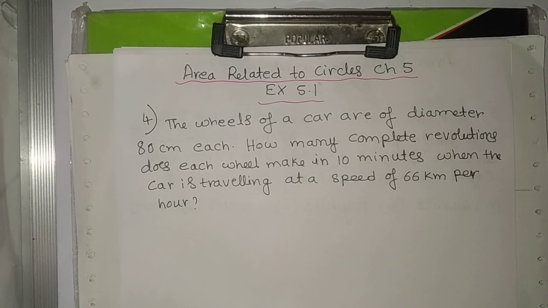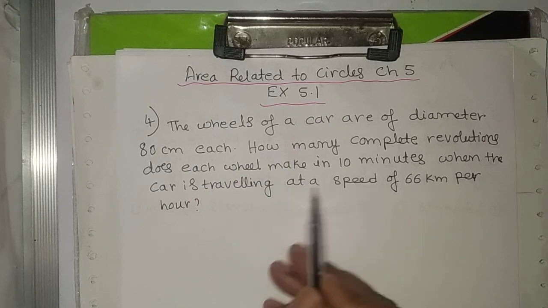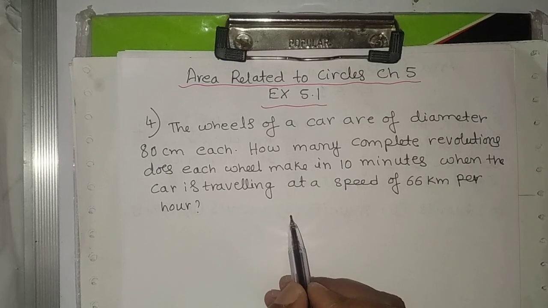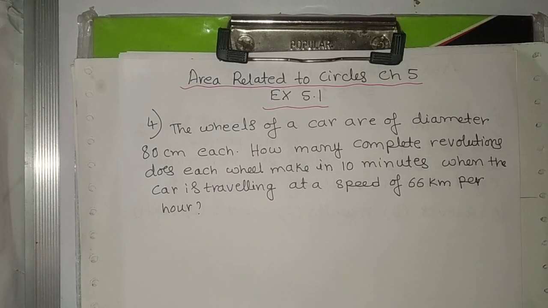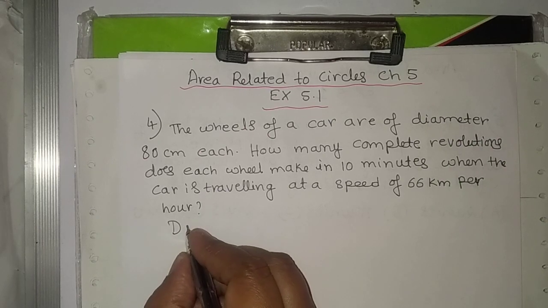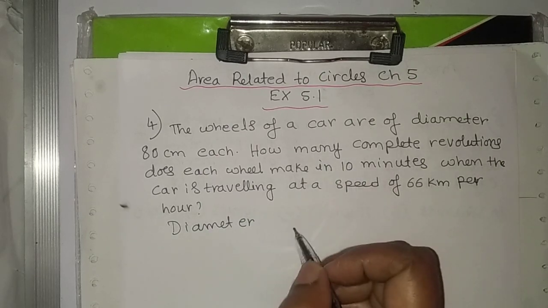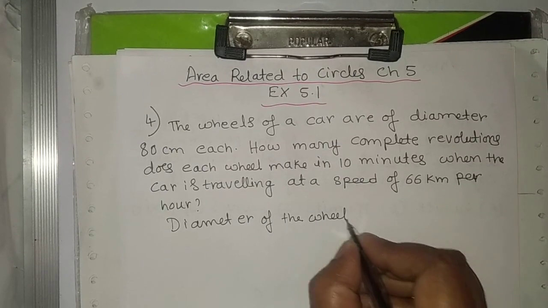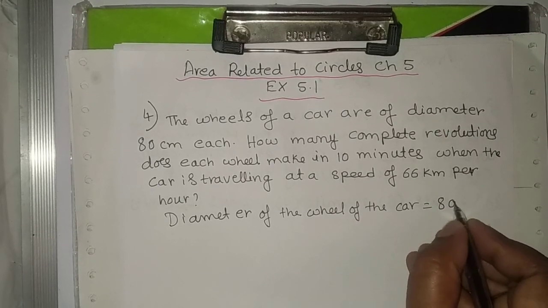The problem is: the wheels of a car are of diameter 80 centimeters each. How many complete revolutions should each wheel make in 10 minutes when the car is traveling at a speed of 66 km per hour? First we'll see what the given data are. Diameter is given. The diameter of the wheel of the car is equal to 80 centimeters.